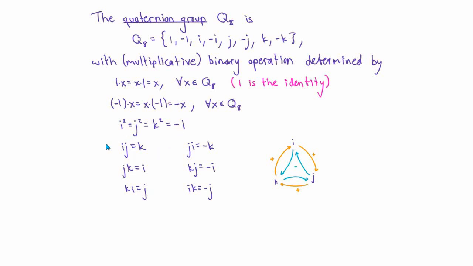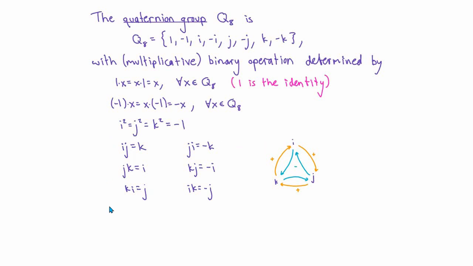And finally, to understand what happens when you multiply i's, j's, and k's together, you can take a look at this little diagram that I've drawn. If you multiply i and j together, you get k. If you multiply j and k together, you get i. And if you multiply k and i together, you get j. But if you reverse the orders of the multiplications, then you flip the sign. So ji is -k, ik is -j, and kj is -i.